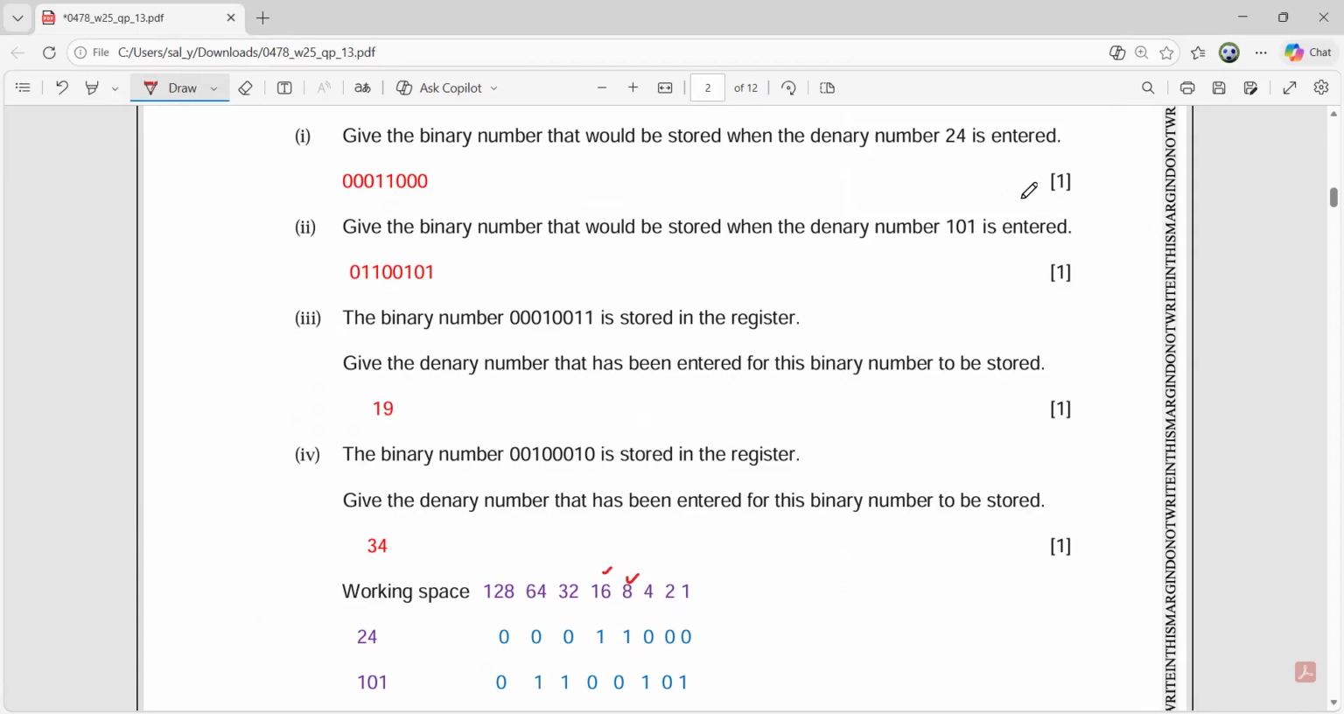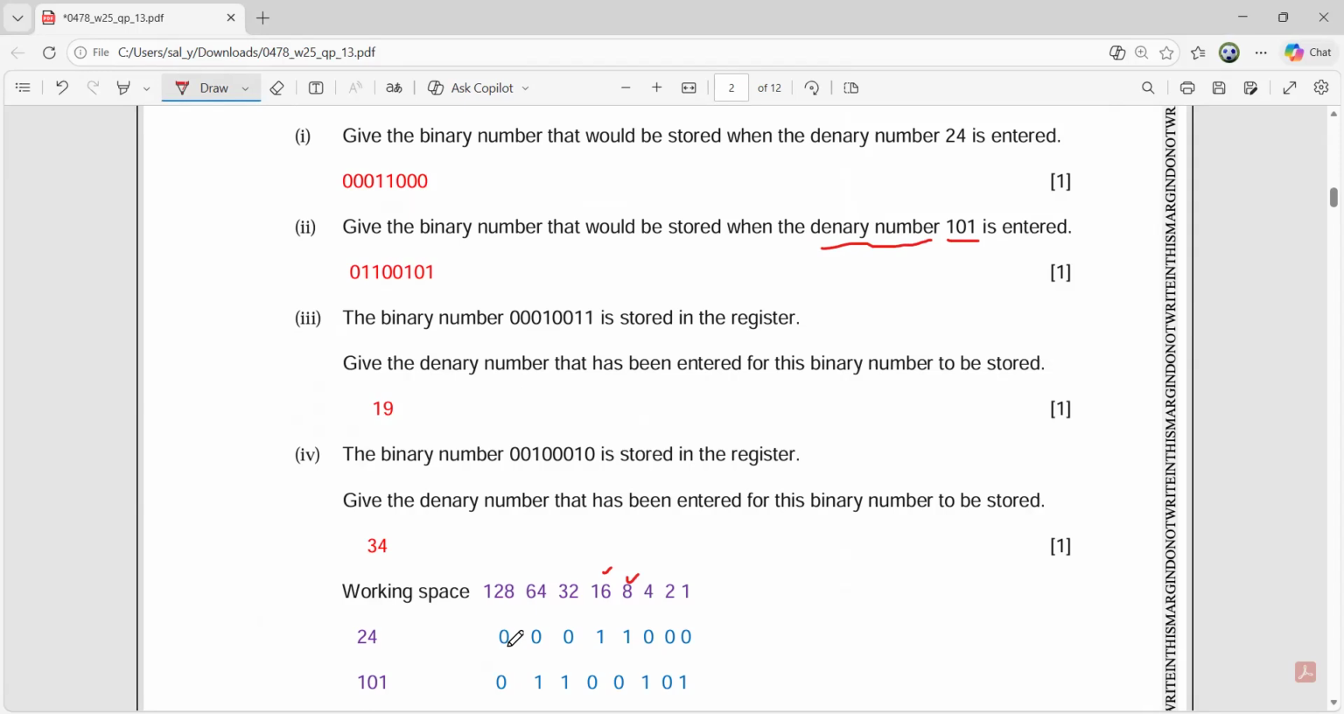Part 2. Give the binary number that would be stored when the denary number 101 is entered. Now, just be clear, these kinds of questions are a little bit tricky for you. They are saying it's a denary number, so do not get confused about what it is. It's denary, be clear.